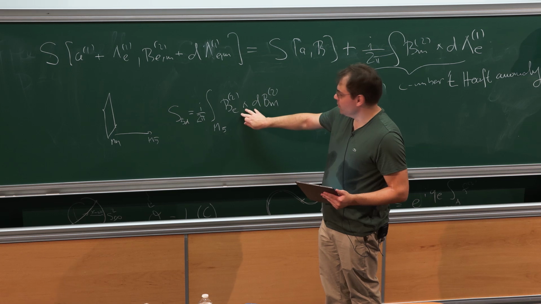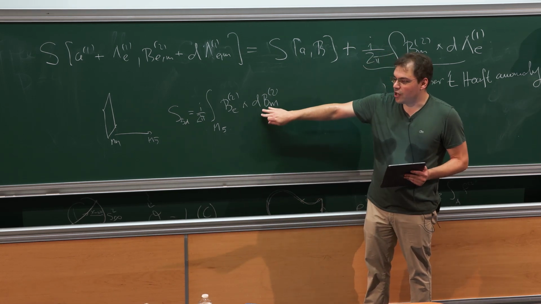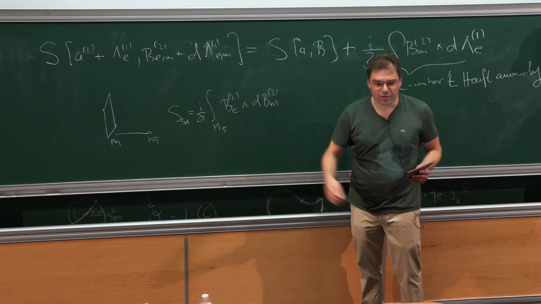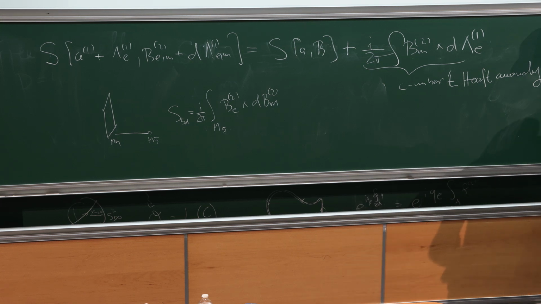And the fact that you have this 5-dimensional anomaly inflow action, which is not a boundary term, it's a genuinely 5-dimensional term, means that the anomaly cannot be cancelled by any 4-dimensional local counter term in the usual way. Very good.